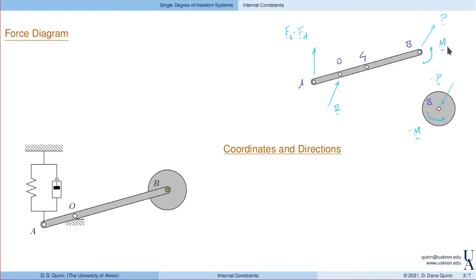Again, P and M are internal, right? So if I cut the disk away, I replace the disk by this reaction force and moment, and then acting on the disk, I basically have the negative of that reaction force and moment.